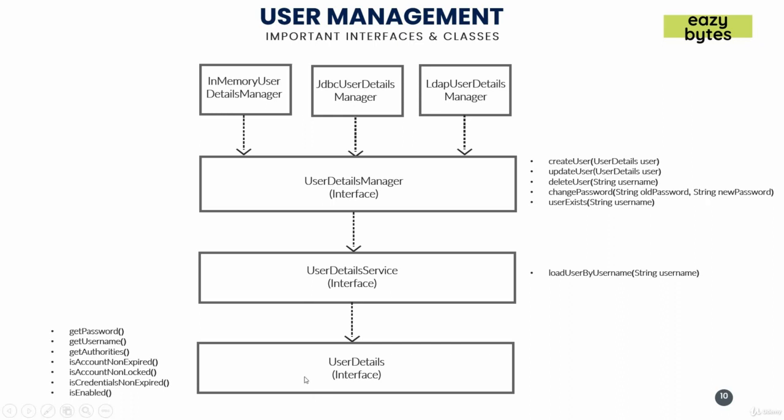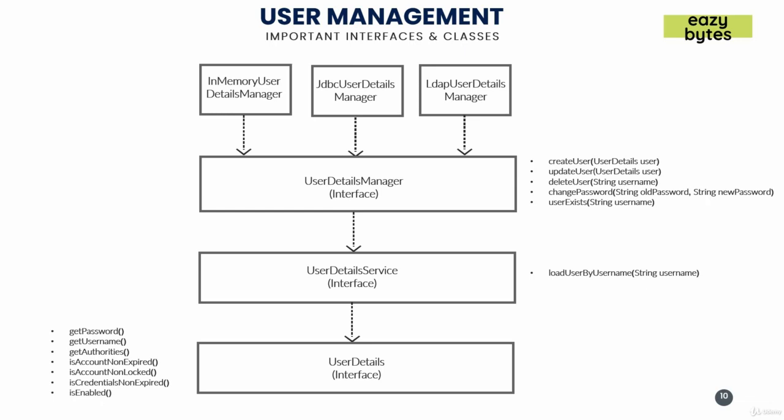If you see the very bottom interface that we have, it is user details. User details is an interface which will define the schema or blueprint of the user that we are going to deal with inside our application. It will have various methods like get password, get username, get authorities. All these are needed for the Spring Security framework to decide whether the given user is a valid user or not. Again, these are all abstract methods.